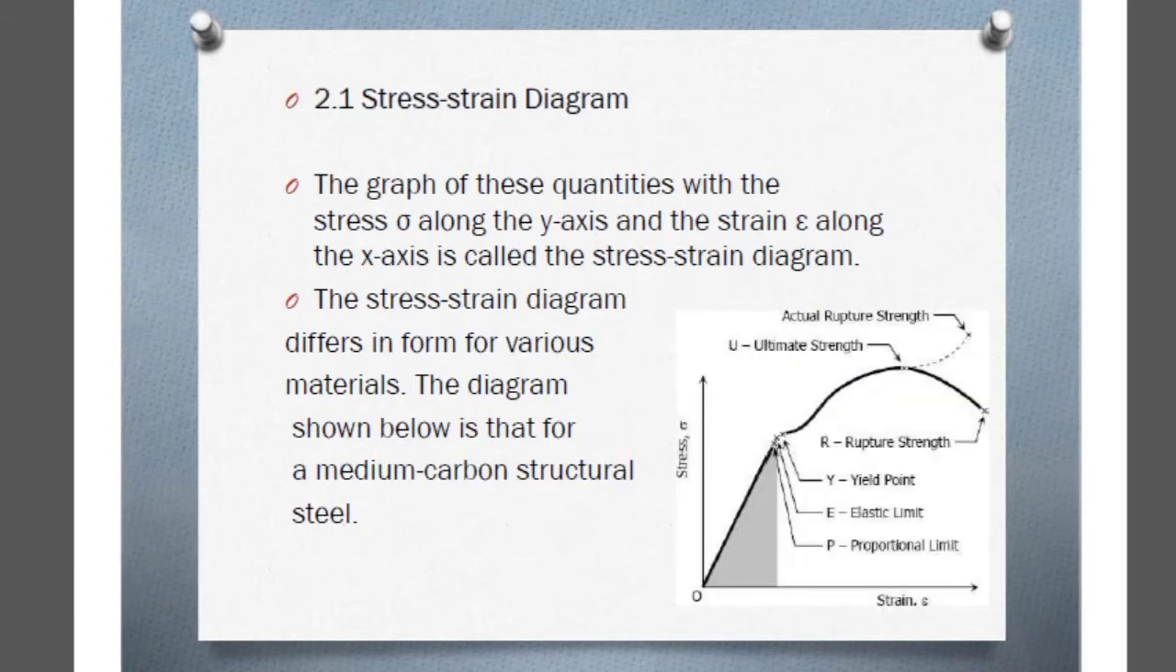The graph of these quantities with the stress sigma along the y-axis and strain along the x-axis is called the stress strain diagram. The stress strain diagram differs in form for various materials. The diagram shown here is for the medium carbon structural steel. So, nakadepende yung mukha ng stress strain diagram sa material. Magkakaiba yung properties ng bawat material.